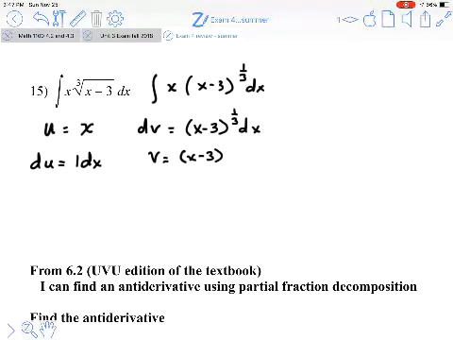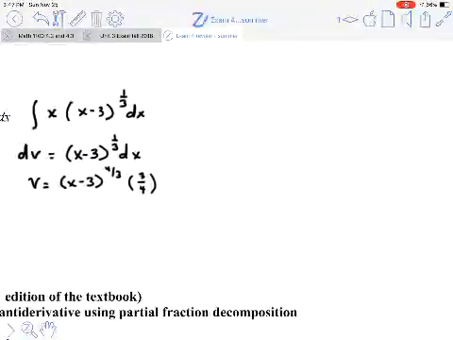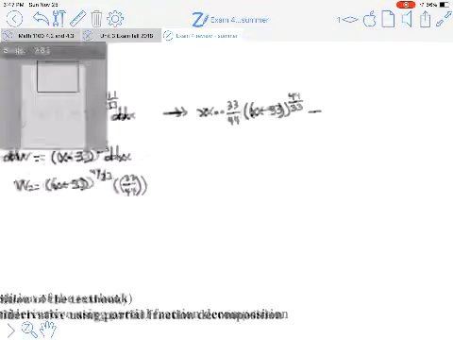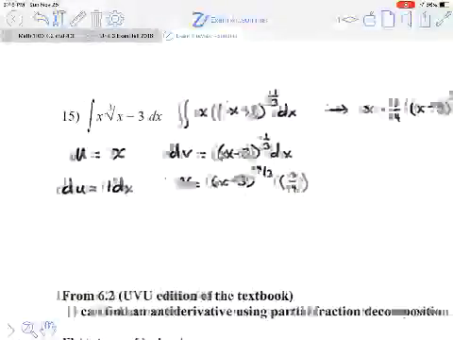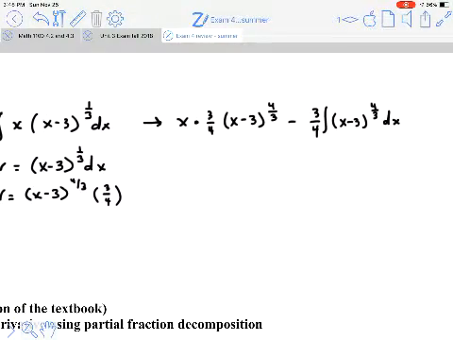So for x minus 3, we're going to add 1 to the exponent. So that's 4/3, and then we multiply that by the reciprocal 3/4. Setting this up, let's just go right into it. The integral of x times x minus 3 to the 1/3 dx is u times v. So we've got x times v, which is 3/4 x minus 3 to the 4/3, minus the integral of v. Now v has a coefficient, so I'm going to write it out front, times du. Now du is just 1 dx, or simply dx.